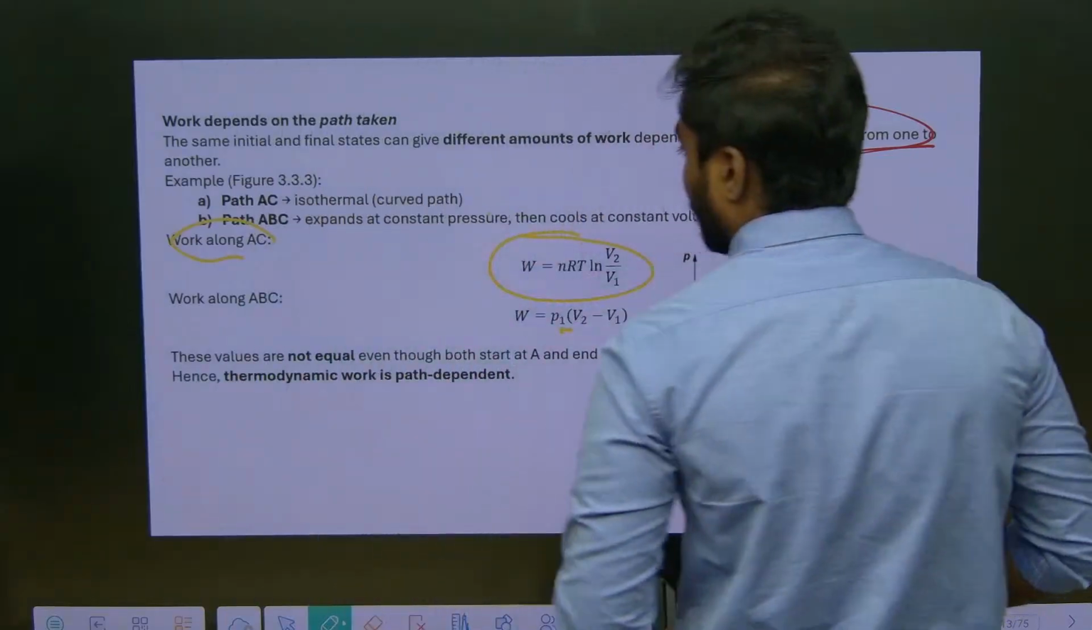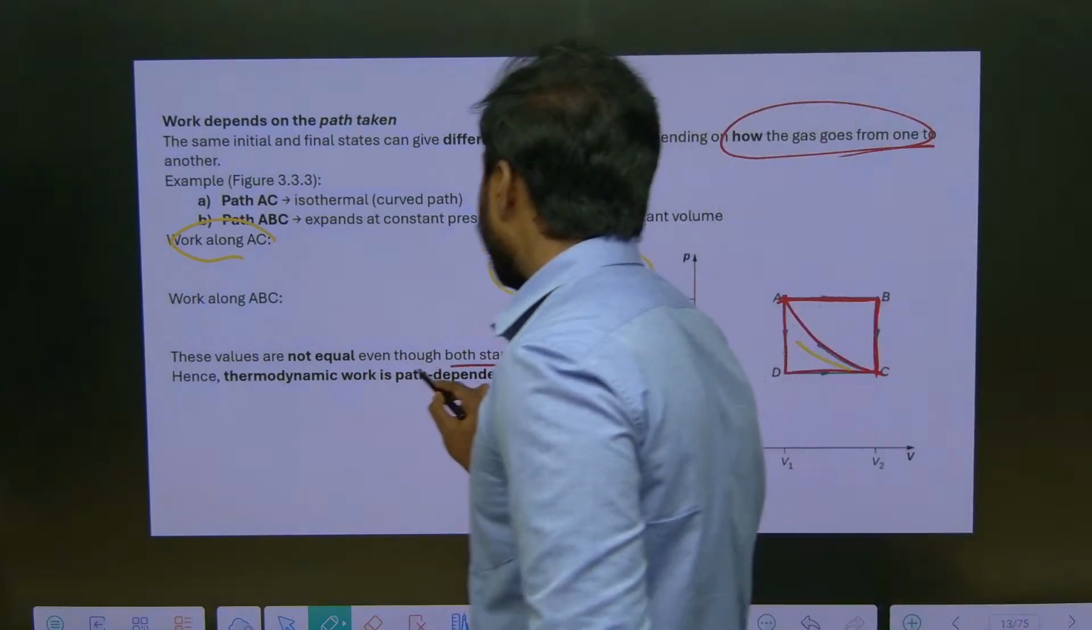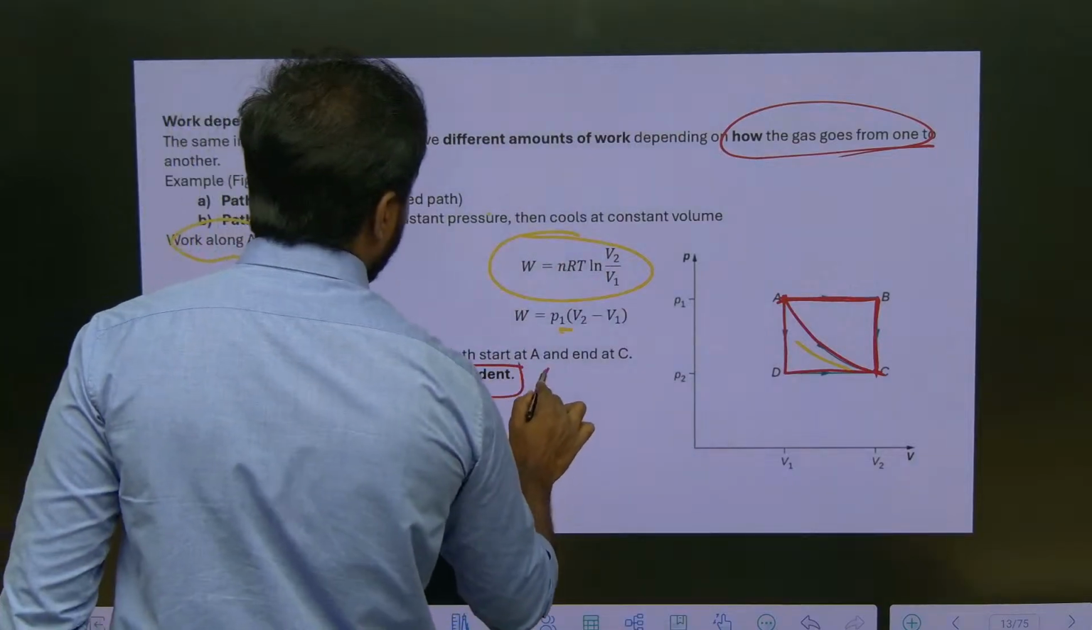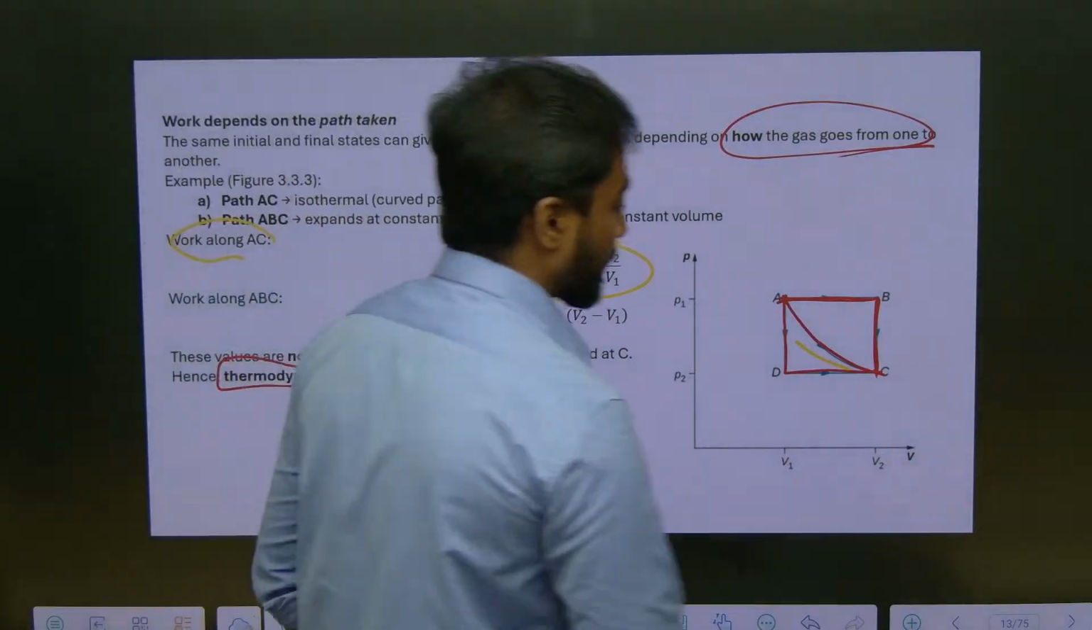Got it? So these values are not equal even though both start at A and end at C. Hence thermodynamic work is path dependent. So this is the main point. Thermodynamic work is path dependent.